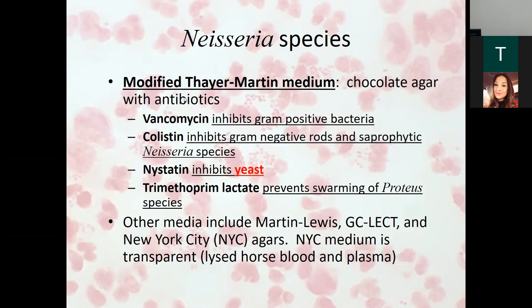So if we suspected we had a Neisseria infection, then we would definitely go to Thayer-Martin, overnight, next day, and just see if we had a colony pop up. Because if it pops up, it's pretty indicative that we've got Neisseria growing. Nothing else is going to grow on that. So it's definitely a great selective media to select out for Neisseria.